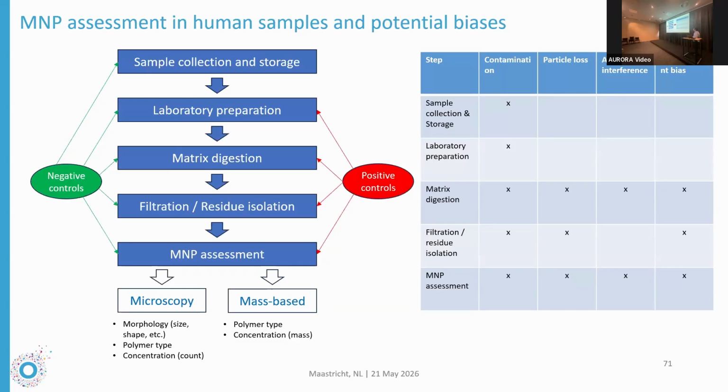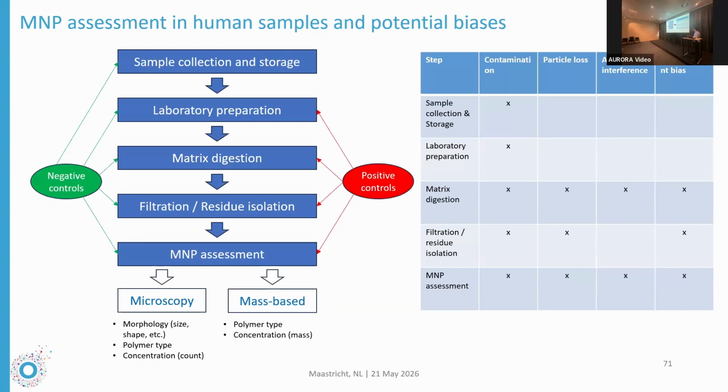And because biological samples comprise substantial amounts of organic compounds, these need to be removed. So in what we call the pre-processing steps, we do matrix digestion and also filtration or residue isolation to get rid of these organic compounds as much as possible, and then also to concentrate the plastic particles.